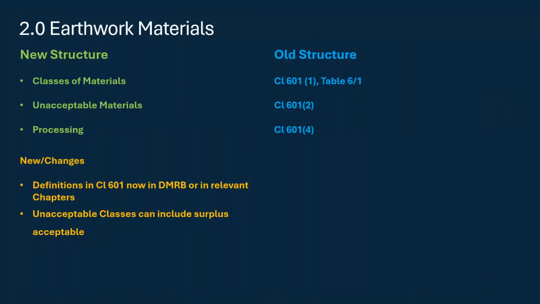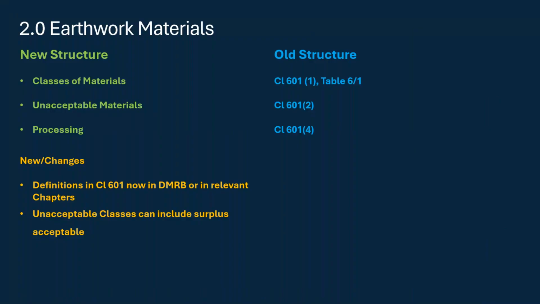So, moving on to the second chapter, which is earthwork materials, and this first chapter, number 2, really covers what was in the old clause 601. So it's basically, what are your acceptable materials? What are your unacceptable materials? And it also includes now a little bit more emphasis on processing, what you might do to render unacceptable materials into acceptable materials and keep them on site.